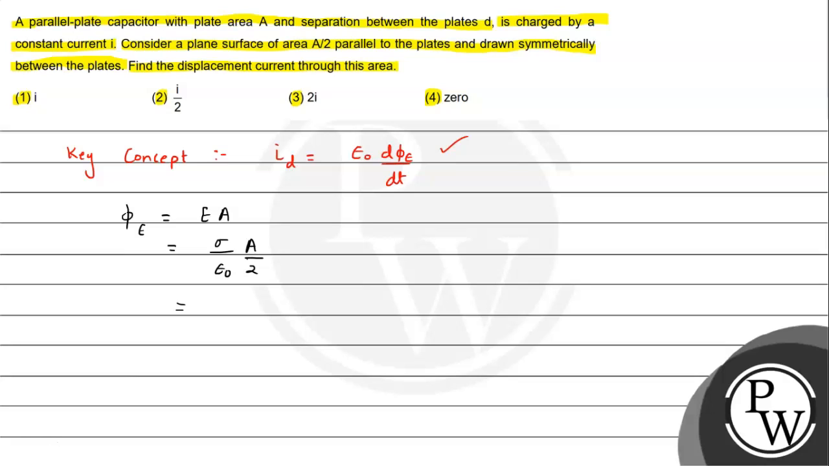Here we can write sigma, that is surface charge density, as Q upon A. So this will become Q by A epsilon naught into A by 2. So finally the result we get will be Q by 2 epsilon naught.